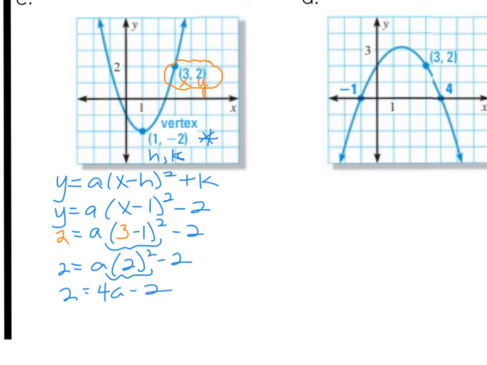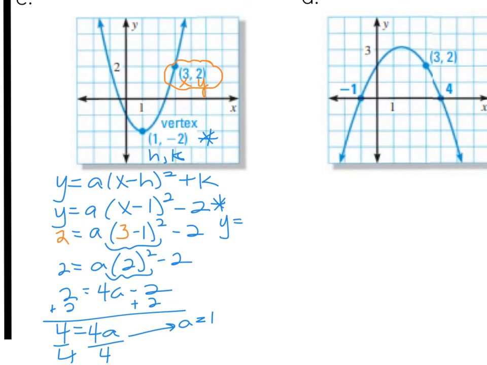That 2 that's on the right-hand side, let's move that over simply by addition. And we get 4 equals 4 times a. I think we had that on the last page too, except it was negative. This just means a equals positive 1. If I take that and plug it into this row right here, we would get y equals positive 1, which is actually optional to write, times x minus 1 squared minus 2. That's the quadratic function that would sketch the graph in part C.